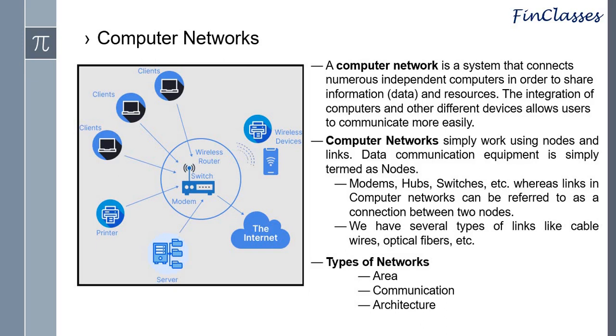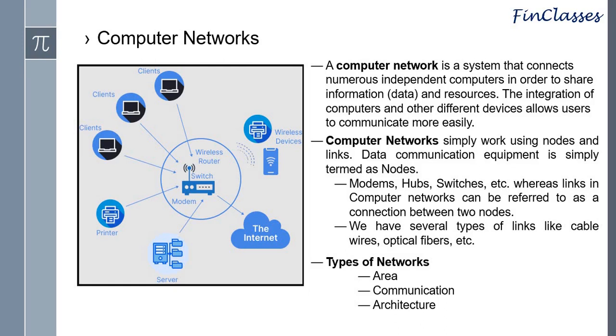Computer networks in the basic sense work using nodes and links. What are nodes? Data communication equipment is simply termed as nodes. Examples are modems, hubs, switches, whereas links in computer networks can be referred to as a connection between two nodes. That is a modem and a hub or switch, or a computer or a printer. In between, if something is connecting these two, then it is called a link, and these two individually are called nodes. We have different types of links: cable wires, optical fibers, etc.